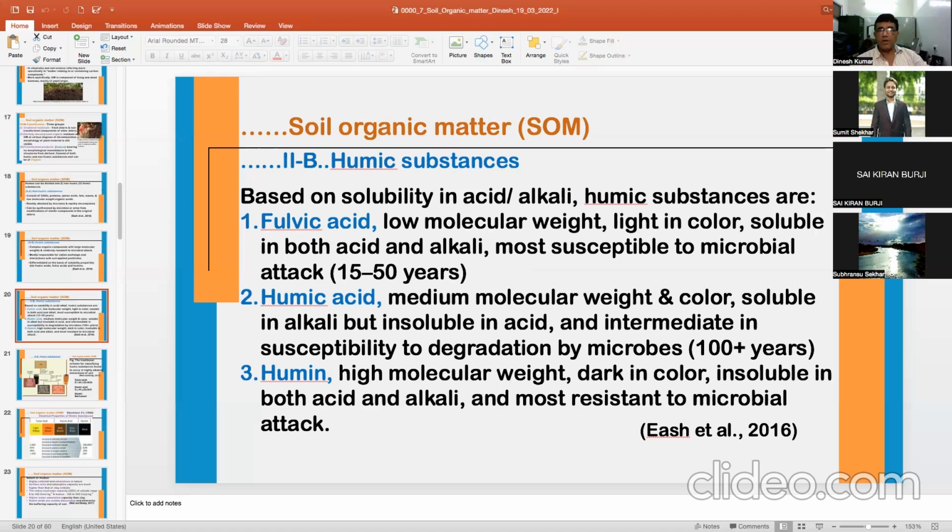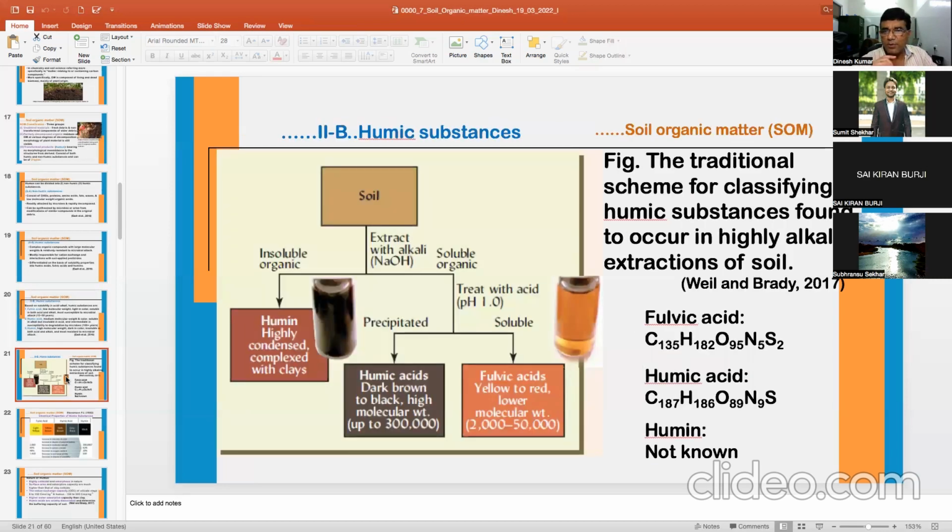Humin is high molecular weight, dark in color, insoluble in both acid and alkali. So this is very resistant against degradation, against decomposition, and most resistant to microbial attack. So it is in sequence that they are resistant to microbial attack. The more humin you have, the more carbon you have sequestered. And now you see in detail the difference in these three, how they are extracted.